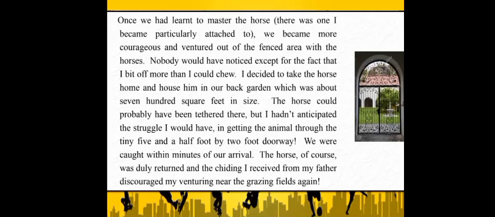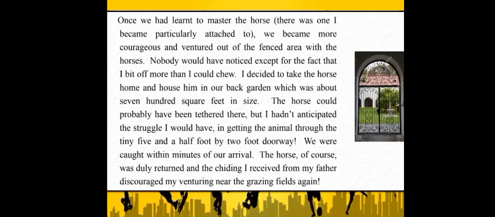But Kapil Dev did not know that it would be very difficult to get the horse through the small doorway of his house. So what happened? While he was struggling to get the horse in, we were caught within minutes of our arrival. As soon as he reached home and was trying to get the horse through the gate, they were caught by whom? They were caught by Kapil's father.